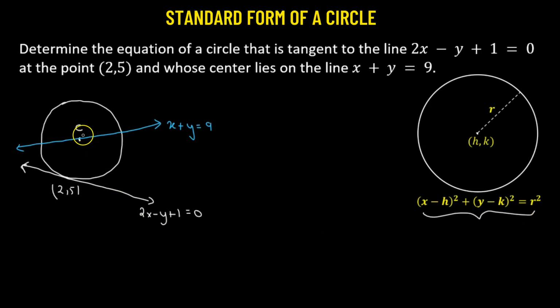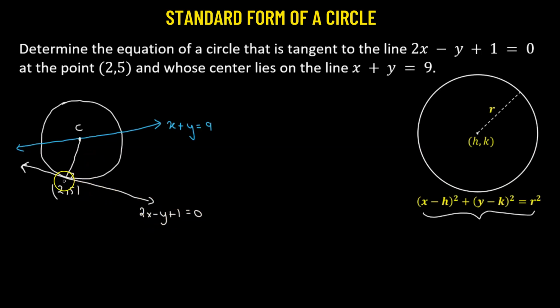Now in this case, we do not have the coordinates of the center, and we also do not have any information about the radius. So our goal will be to find the coordinates as well as the radius. So let's begin. We'll start by first constructing a perpendicular from the center of the circle to the tangent line given by 2x minus y plus 1 equals 0. So this is going to be a perpendicular line.